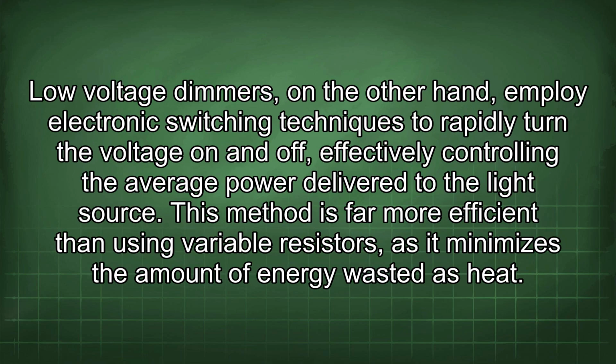Low-voltage dimmers, on the other hand, employ electronic switching techniques to rapidly turn the voltage on and off, effectively controlling the average power delivered to the light source. This method is far more efficient than using variable resistors, as it minimizes the amount of energy wasted as heat.